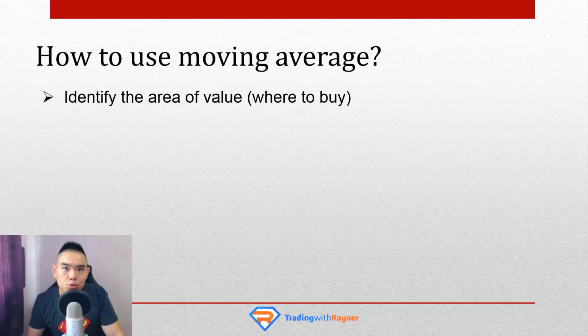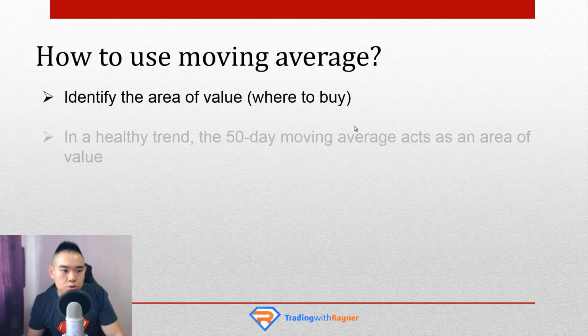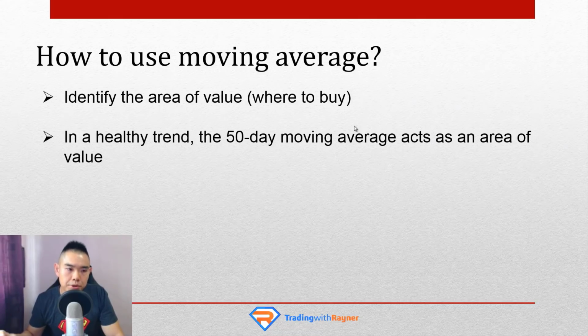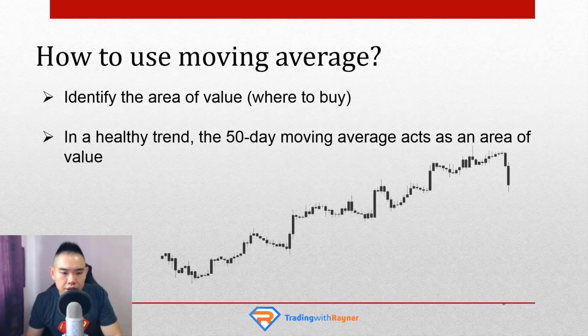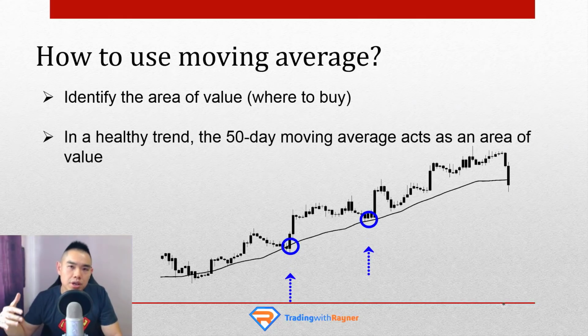So now, how do you do that? Very simple. What I like to do is to use the 50-day moving average because it tends to act as an area of value in a healthy trend. So let's say price is heading higher, we retrace, we go higher, we retrace. What I want to see is the price respecting the 50-day moving average once, twice. So when I see the price bounce off the 50-day moving average a number of times, I know that it's acting as an area of value. And this is the best time for me to enter a trade.